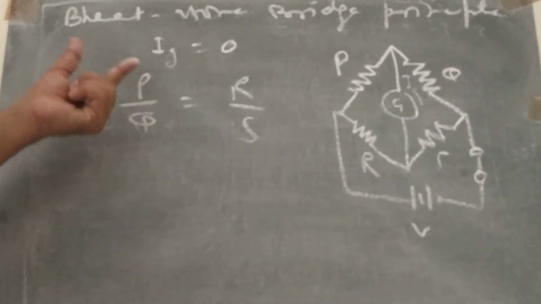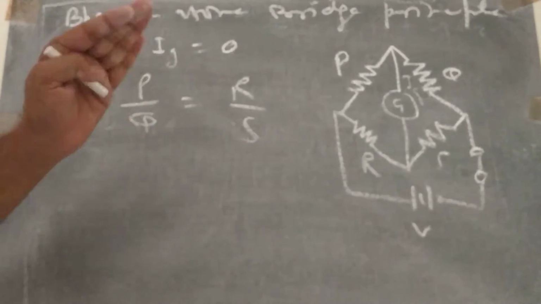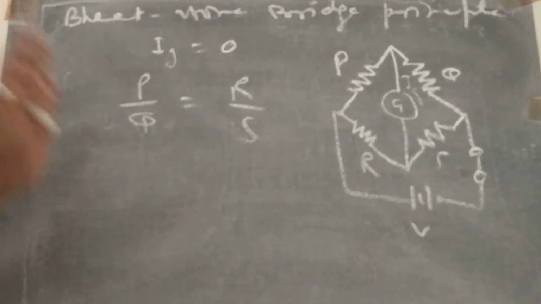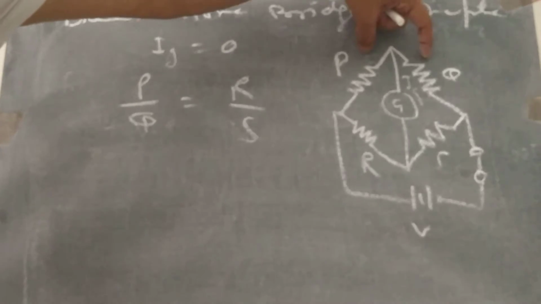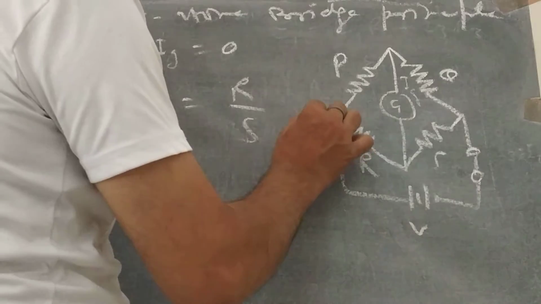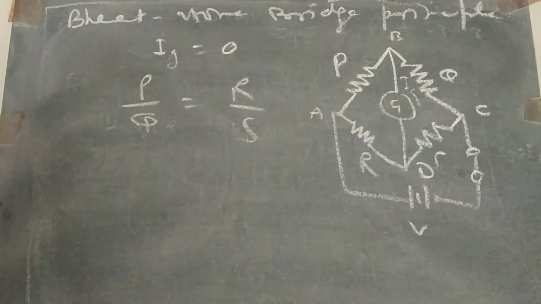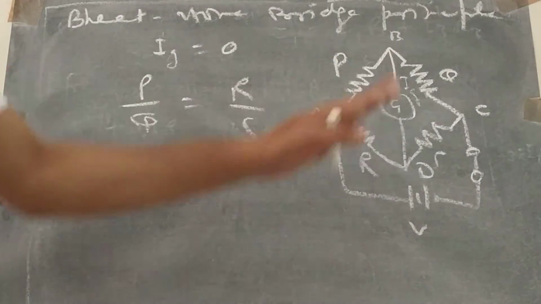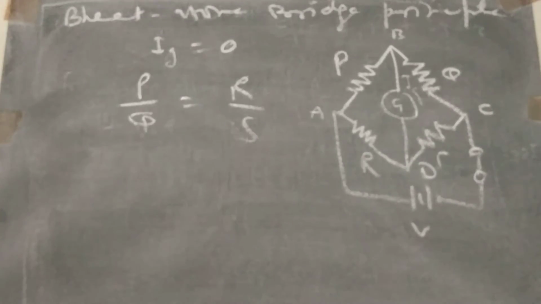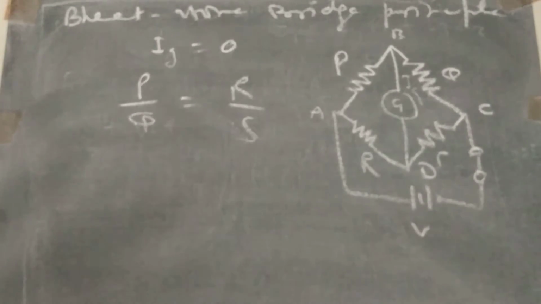So in this situation, when there is no current in the galvanometer, the bridge is said to be in the balanced condition. So according to this law, if four resistances are arranged in the form of a bridge having a galvanometer connected as shown by the diagram, and after pressing the key the galvanometer shows no deflection, then this bridge is in the balanced condition, and in this situation P by Q must be equal to R by S.